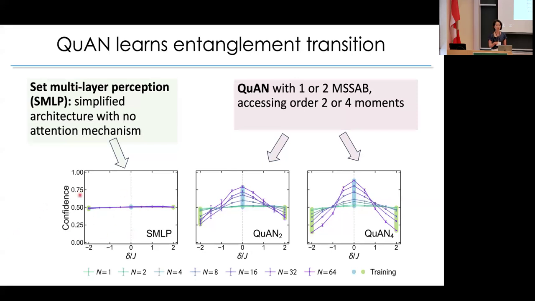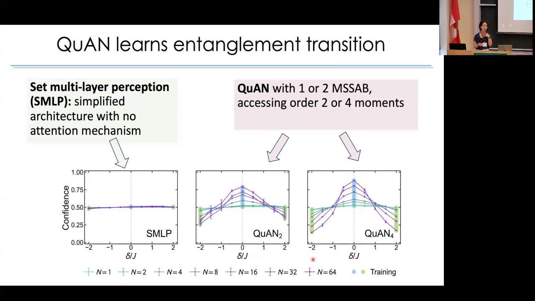So when we just used the architecture without the attention mechanism, we were failing. How do I define failing? Well, if the confidence is 50%, that's a coin toss. It's randomly saying, well, I think it's 1, I think it's 0, where 1 is volume law and 0 is area law. But once we introduce one layer of self-attention block that allows the model to see the second moment, we started to see the difference.